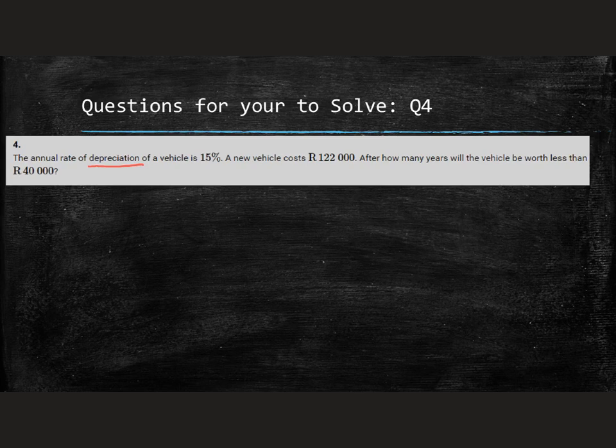A new vehicle costs 122,000. After how many years will the vehicle be worth less than 40,000? Pause this video and give it a try yourself. Let's set up the equation.